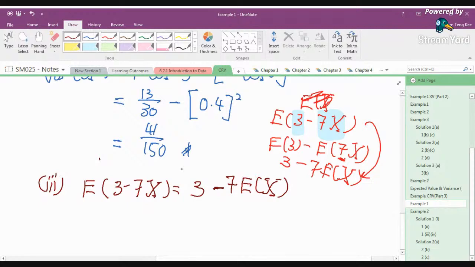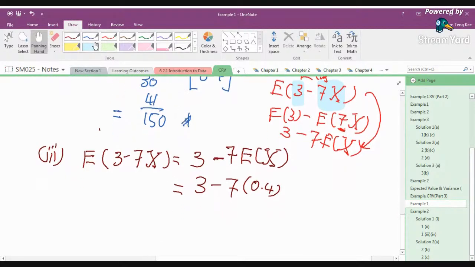And now continue. Based on the previous calculation, you find out that your expected value, just now we found, is 0.4. So based on here, 3 minus 7 times 0.4 will give us the answer as 0.2 if you press your calculator.